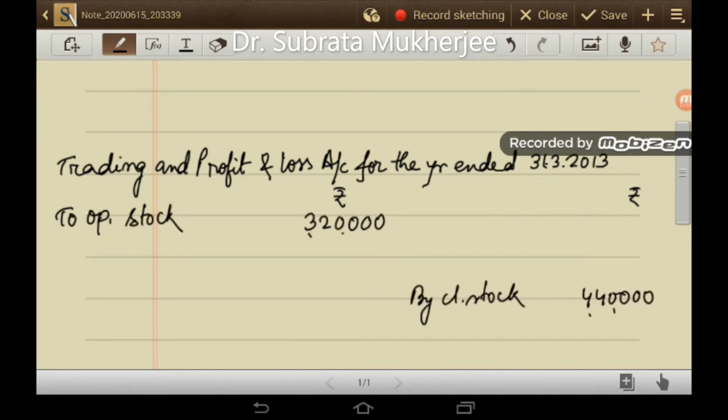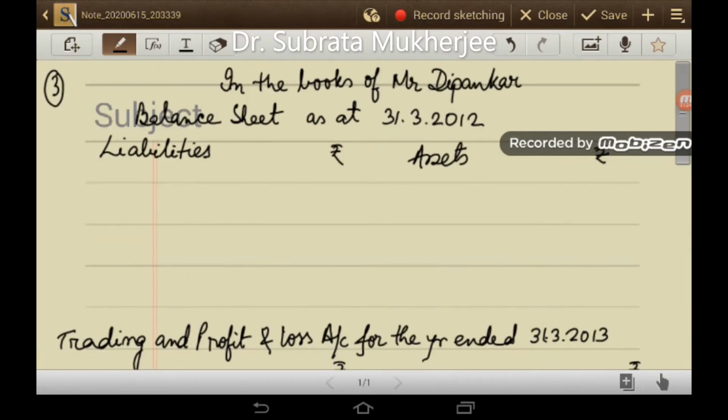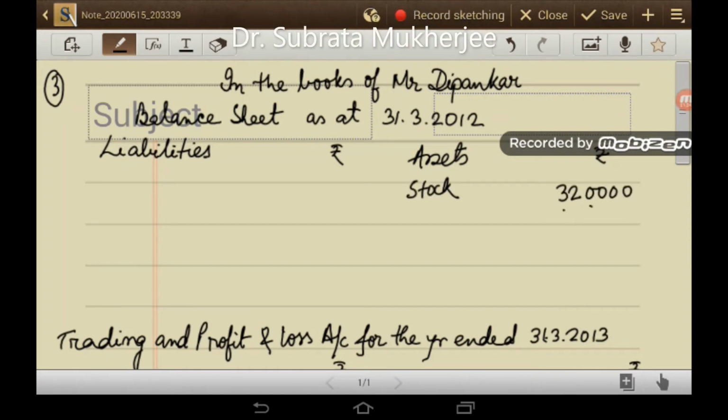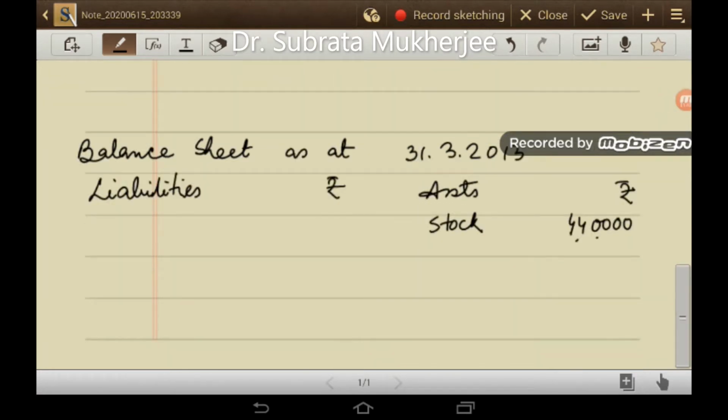So opening stock 3,20,000 and closing stock 4,40,000 I have posted in trading account. And then the opening stock will be posted in the opening balance sheet and closing stock in the closing balance sheet. So the opening stock I have posted in the opening balance sheet as 3,20,000. The closing stock I have posted in the closing balance sheet as 4,40,000.